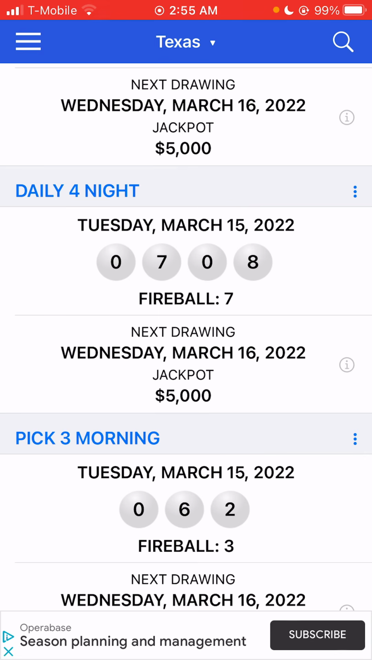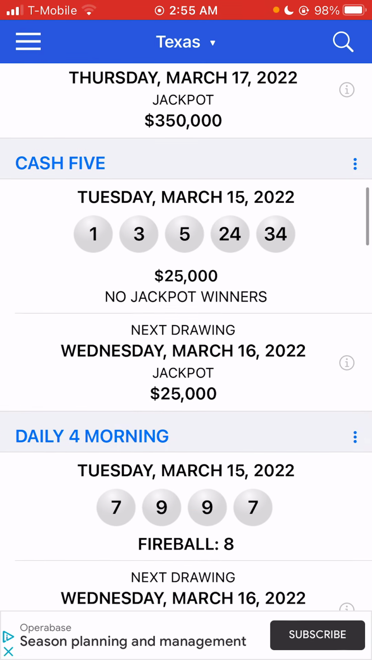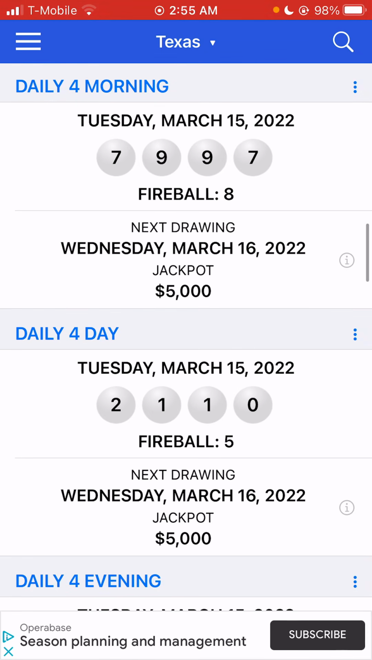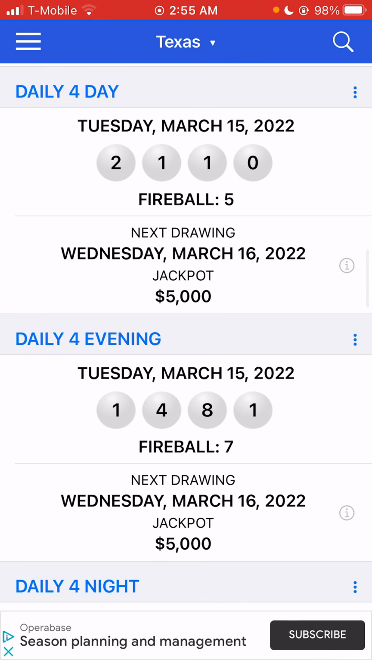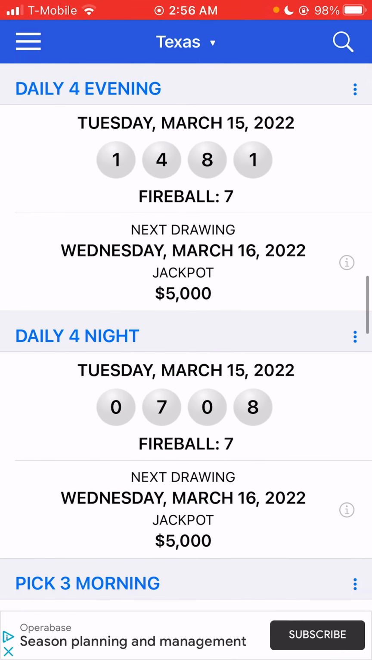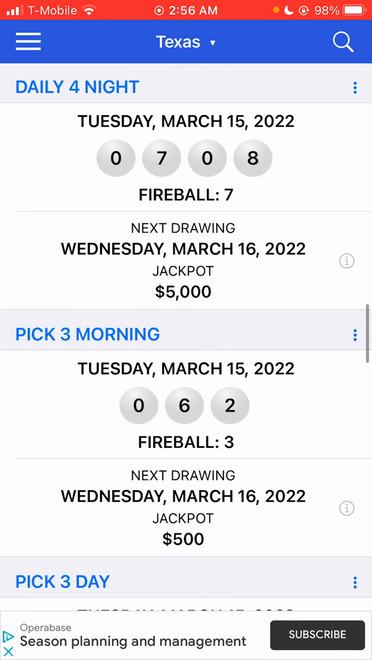Texas, good old Texas. Okay, so I wouldn't do the morning because there's 2 of the same number. The day, I'd put the 2, the 1, the 0 in the grid. For the evening, I'd put the 1, the 4, and the 8 in the grid. For the night, I would put the 0, the 7, and the 8 in the grid.